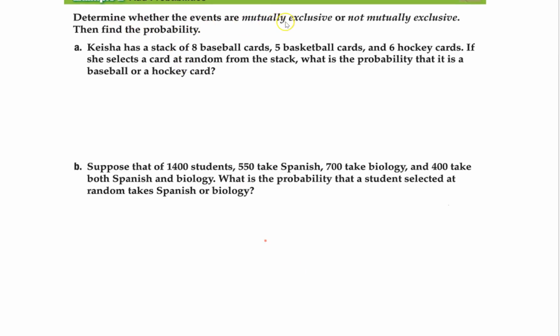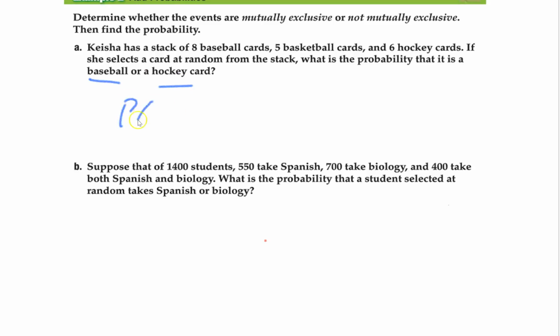Determine whether the events are mutually exclusive, which means they have nothing in common, or not mutually exclusive. Then find the probability. Keisha has a stack of 8 baseball cards, 5 basketball cards, and 6 hockey cards. If she selects a card at random from the stack, what's the probability that the card is a baseball or hockey? She wants to know the odds of getting baseball or hockey.